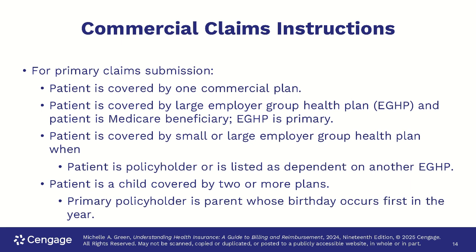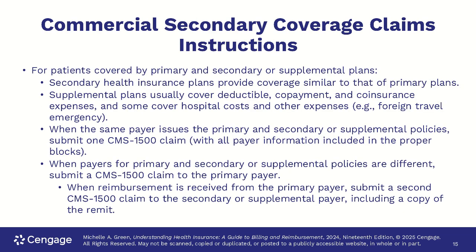There's also something called the birthday rule, which is related to children when a child is covered by two or more plans. The primary plan is actually the parent whose birthday comes first. Let me be very intentional about that. It's the birthday. So it doesn't matter who is older, it's about whose birthday comes first in the year. Let's say one person is in February, the other one is in March. The person who is in February, that's the primary payer. Okay.